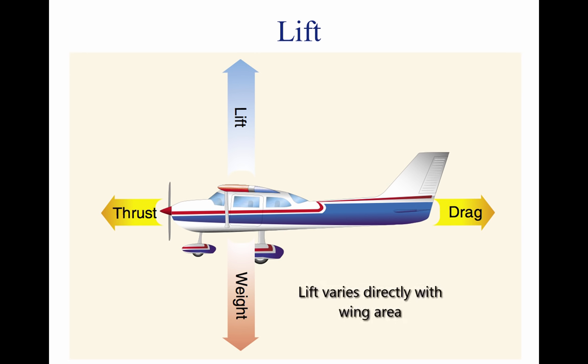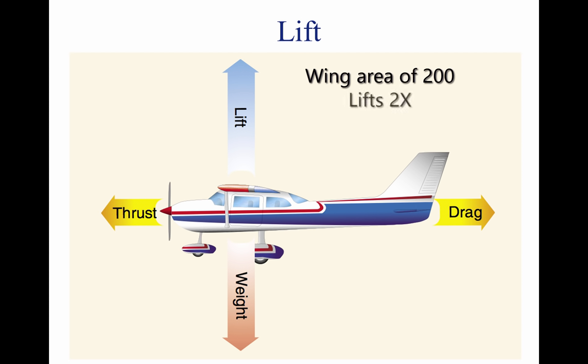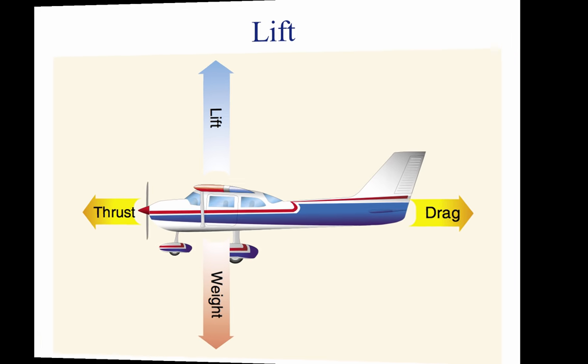If the wings have the same proportion and airfoil sections, a wing with an area of 200 square feet lifts twice as much at the same angle of attack as a wing with an area of 100 square feet. For most situations, the pilot controls lift and velocity to maneuver an aircraft.